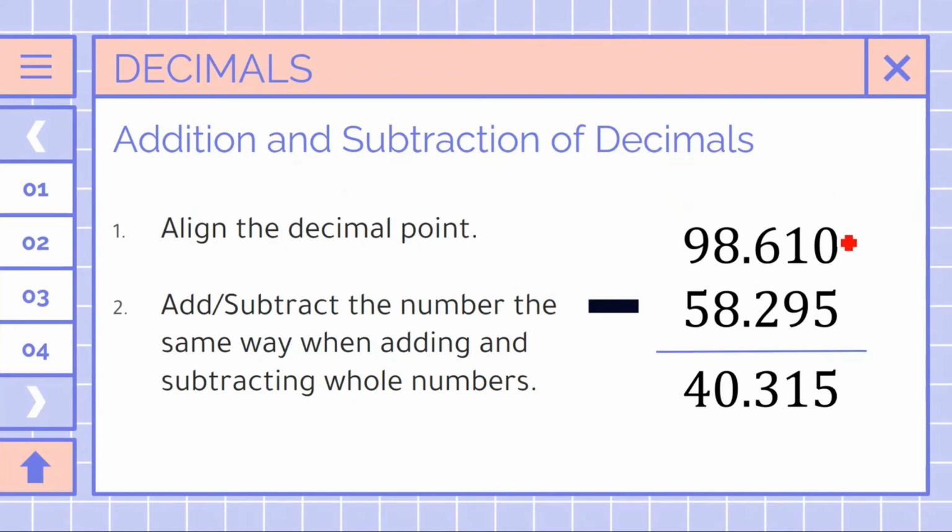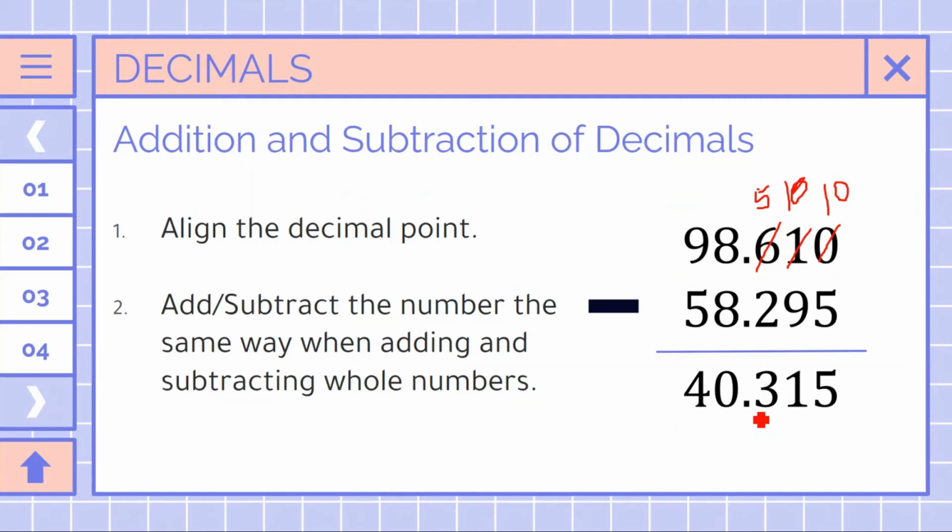4.315? So, 0 minus 5 cannot be. So, you will borrow 1. So, this will become 0 rather. And then this one will become 10. So, 10 minus 5, we will get 5. And then 0 minus 9 cannot be. So, you borrow here. So, it will become 5. This one will become 10. So, 10 minus 9 equals 1. And then 5 minus 2 is equal to 3.